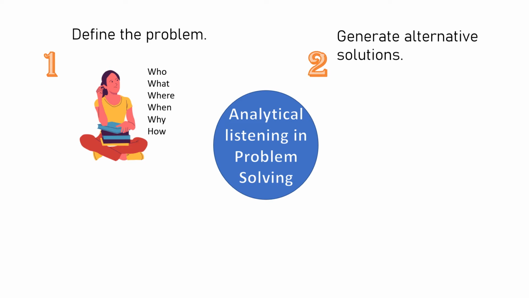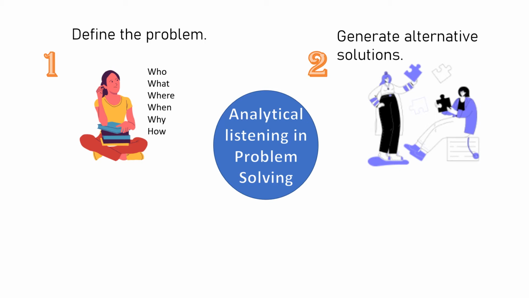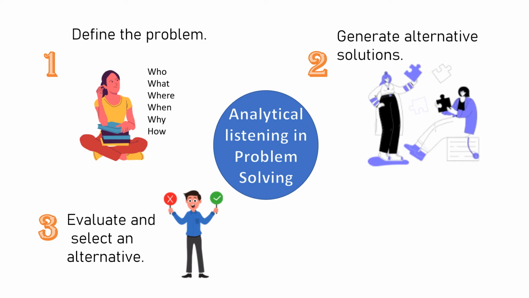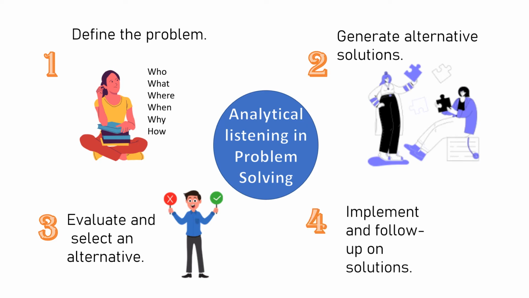Second, generate alternative solutions. Try to list down all possible solutions to the problem you have identified. Third, evaluate and select an alternative. This is now the time for you to choose the best solution to the problem. And last, implement and follow up on solutions.